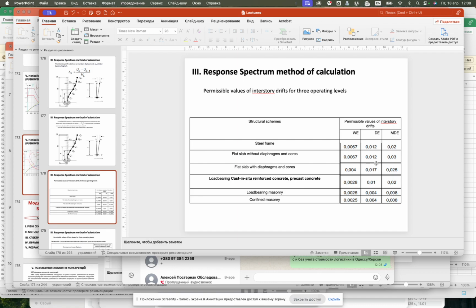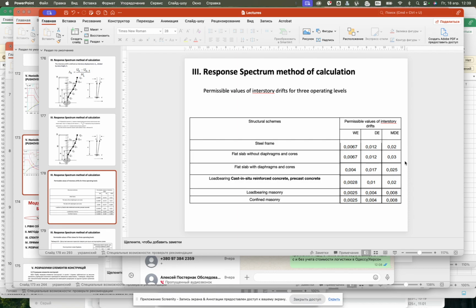map C of global seismic zoning. And in this case, we have a limit of 0.03. So, for a 3,000 millimeter floor height, the maximum displacement will be 90 millimeters. So, if our building during the maximum design earthquake gets a displacement of less than 90 millimeters, that means it's okay, it is safe for the people.